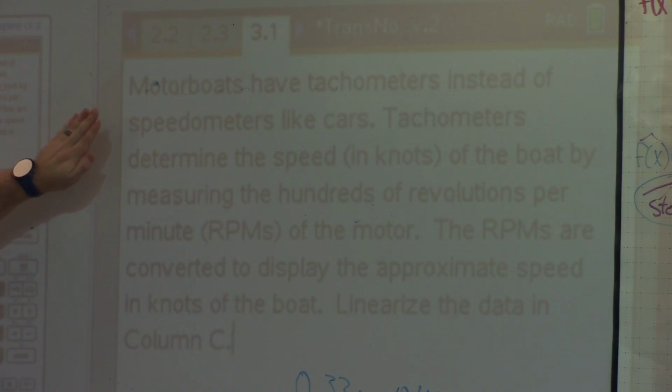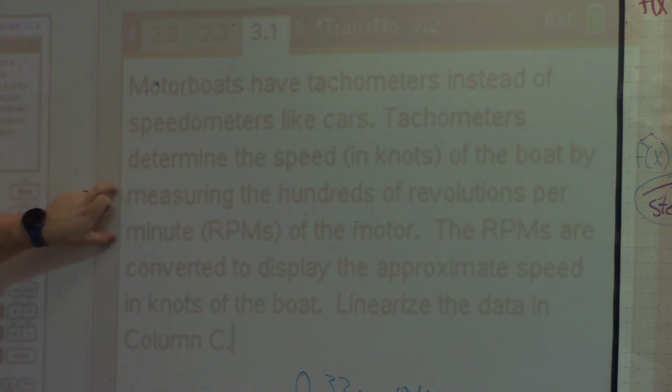What I want you to keep in mind, we're trying to figure out what's independent and dependent. The boat measures this thing, and based on this, they get the what? The knots, right? So the boat measures the revolutions per minute of the motor, and based on that, it's spitting out a speed in knots, okay?